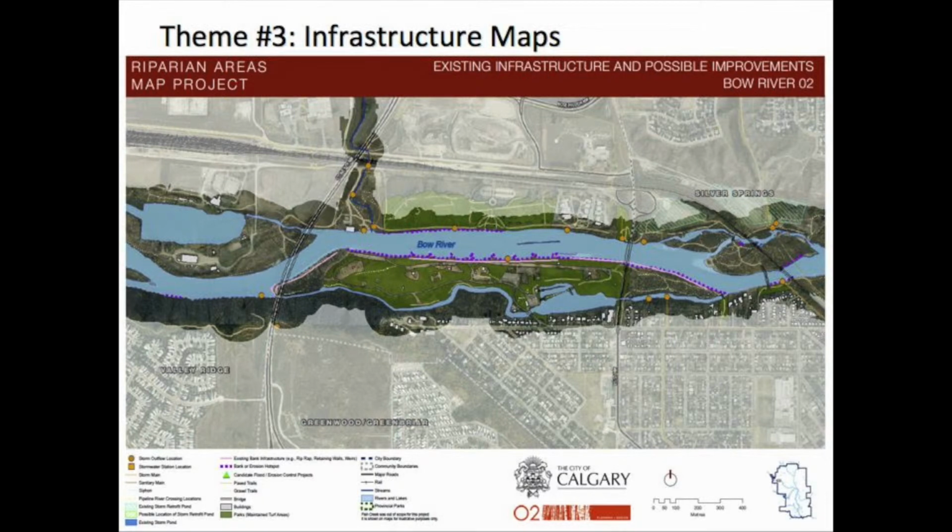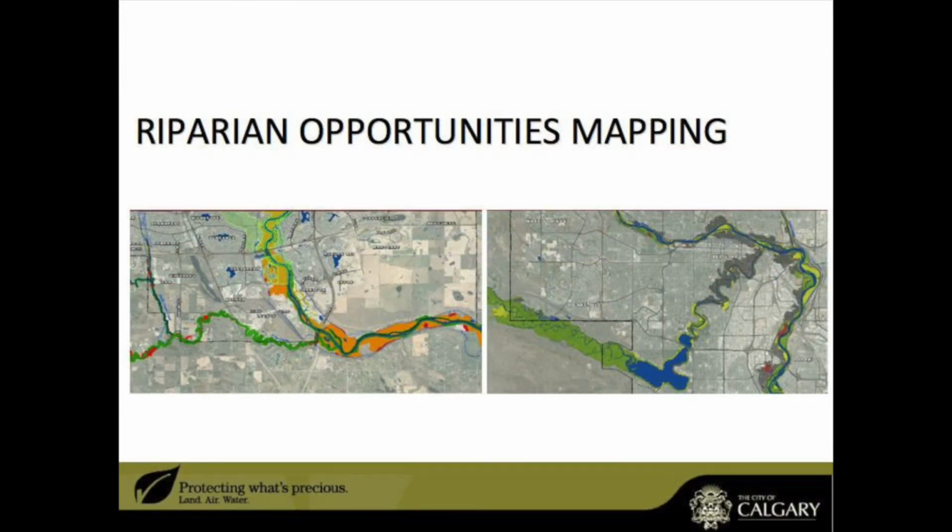So infrastructure maps, I won't talk about this too much because I want to get to the next point, but we basically mapped out where the bank infrastructure is, where the storm falls are, buildings, roads, parks, facilities, and turf, and things like that.